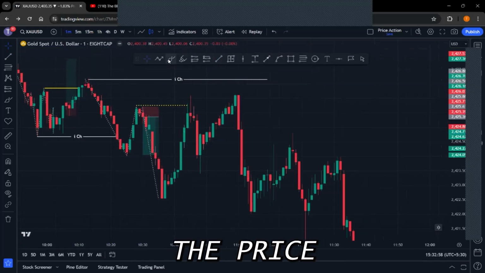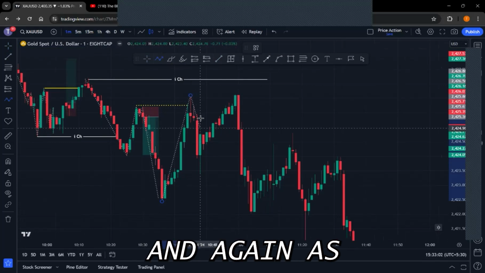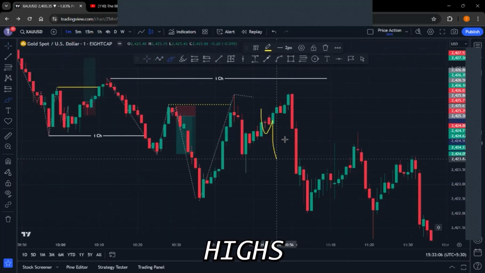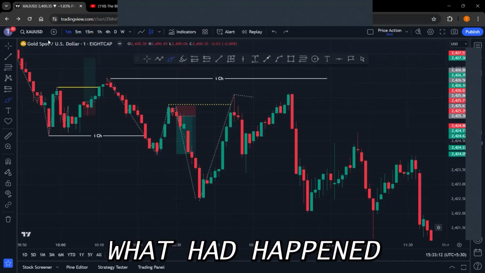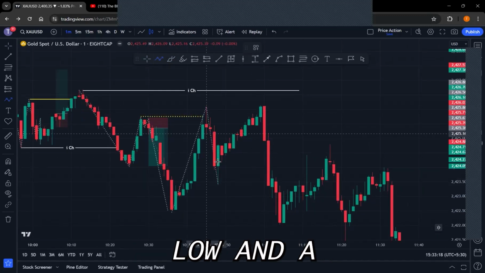Okay, so what had happened? The price started moving towards the upside over here like this. And again, as I told you, if you're looking for a sell side opportunity, we need to look for the lower highs and lower lows. But in this case, there was none. So we cannot take any sell entry from here. And what had happened from here is that the price created another higher low, and a series of again higher highs and higher lows like this.